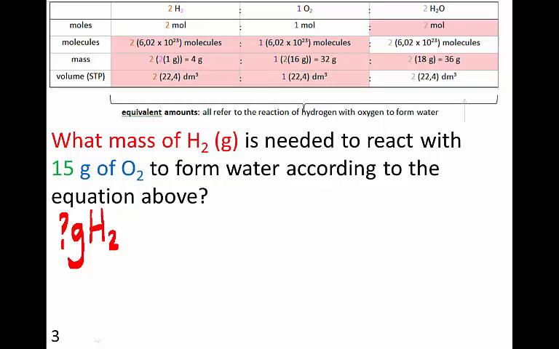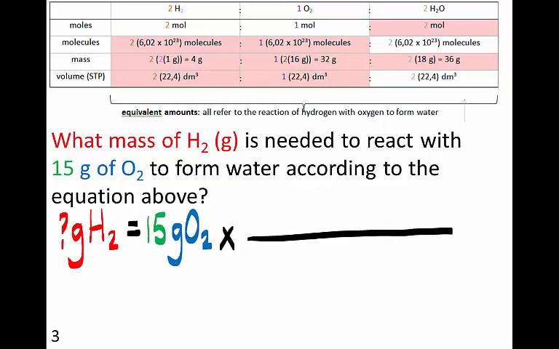How many grams of hydrogen is needed to react with 15 grams of oxygen to form water according to the equation? So we need our conversion factor, which refers to this particular equation, and we must make sure that grams of oxygen are at the bottom to cancel away the given unit. Grams of hydrogen are at the top to introduce the required unit. Do you see that we're going to use the mass reacting ratio for hydrogen to oxygen?